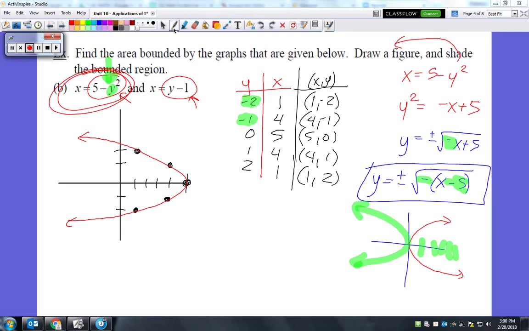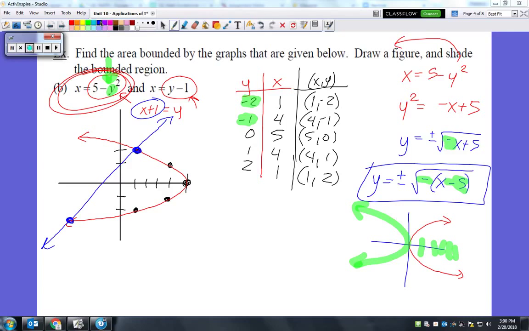So let's do this other one. You can do this one a little bit easier because you just solve for y. And y is equal to x plus 1. And if you graphed x plus 1, it's just the slope that has the y-intercept at 1. Pretty easy, right?